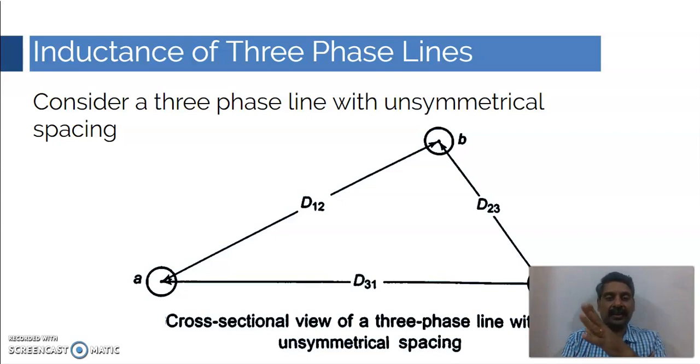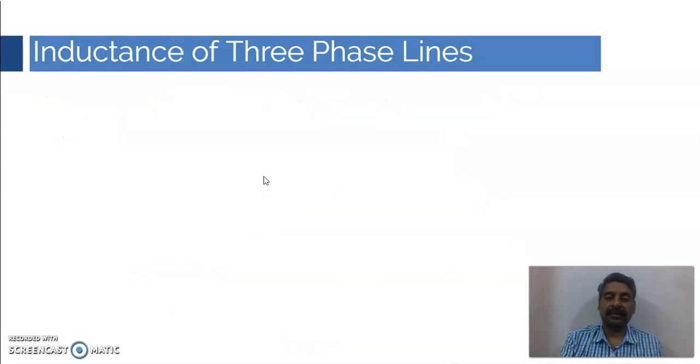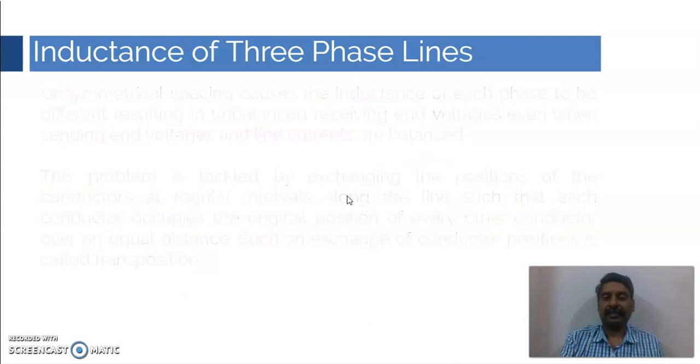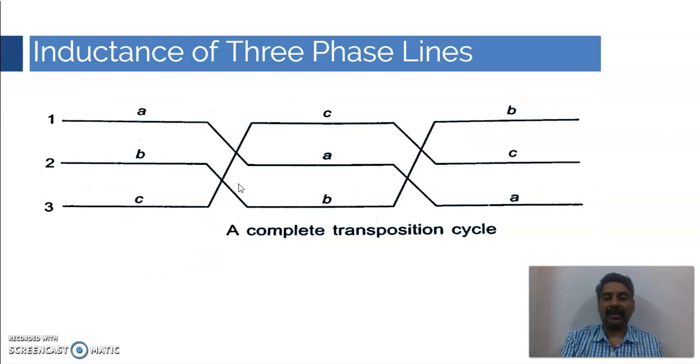So if you consider the configuration ABC as the first section, by the time it reaches the second section, it will become CAB. Okay, and then again after the same distance, we will again change the positions of these three conductors. This is what I have already explained. I am going to show you this configuration. At equal distances we'll change the positions of conductors A, B, C.